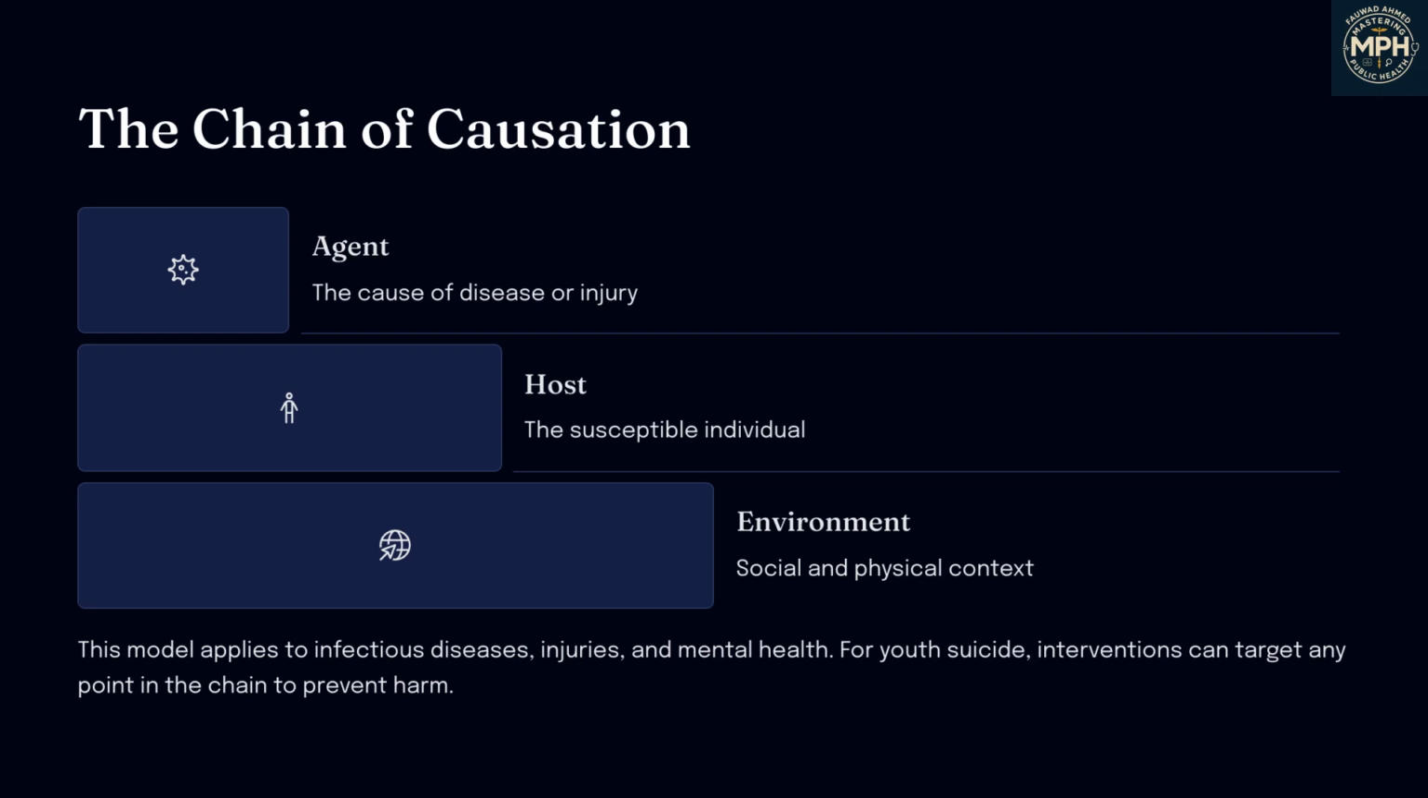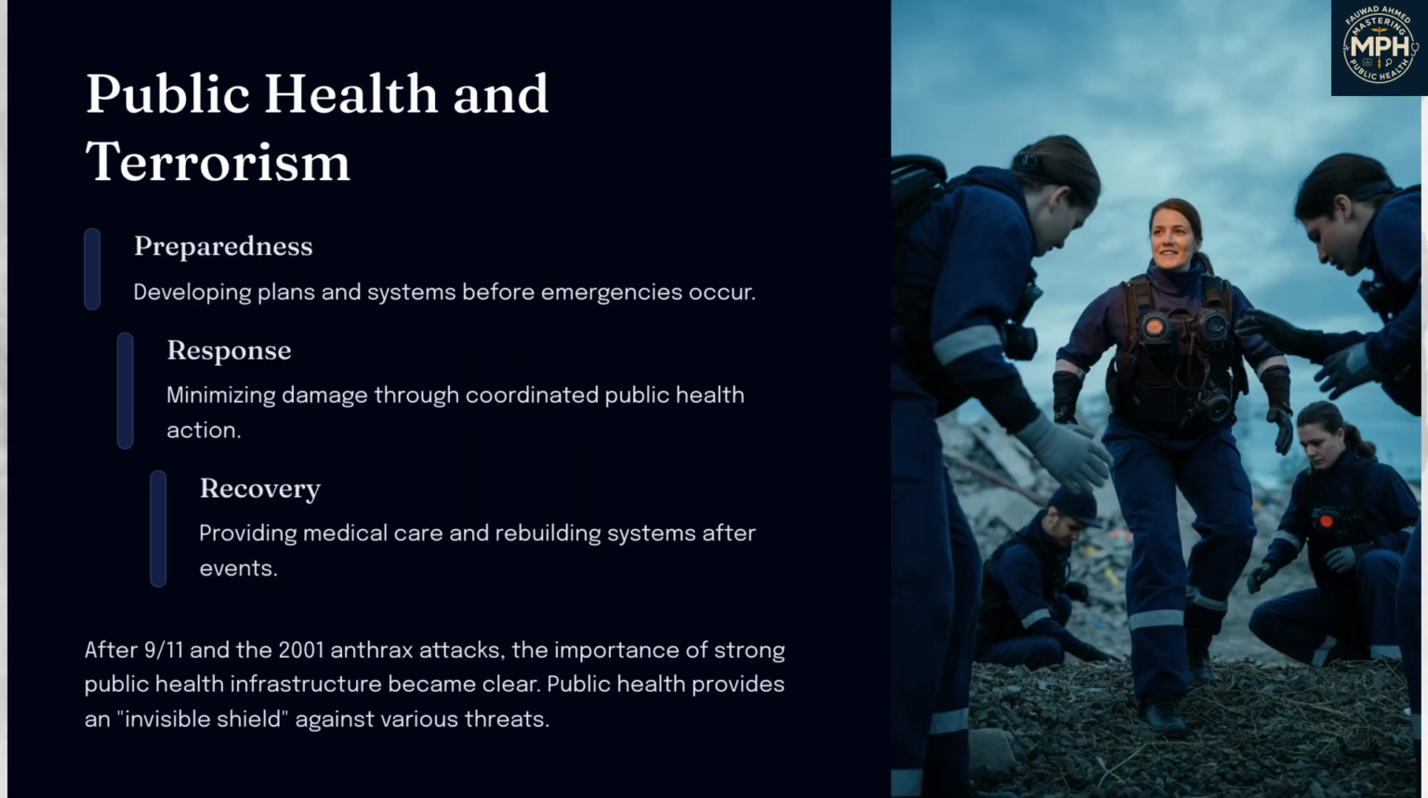Public health interventions can target any point in that chain to break it and prevent harm. For instance, a public health intervention for youth suicide might focus on making young people less susceptible to self-destructive thinking, or critically, on limiting access to the agent, especially guns, as access is a strong predictor of success in suicide attempts.